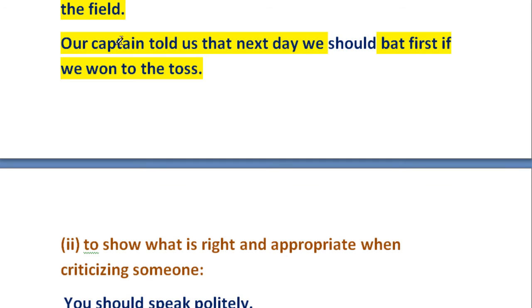But this is an old use. Nowadays would is used everywhere. Should is not used to express the past tense of shall. Everywhere would is used to express the past tense. Should is used for another purpose, like for giving advice, making suggestions, etc.